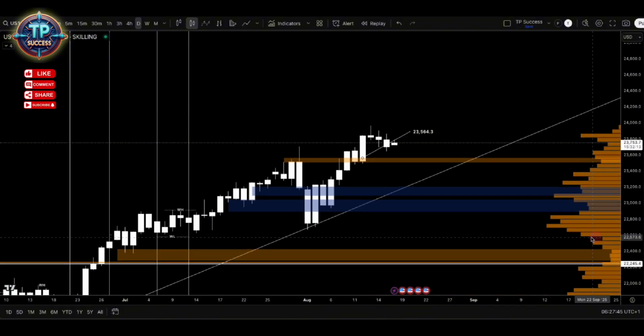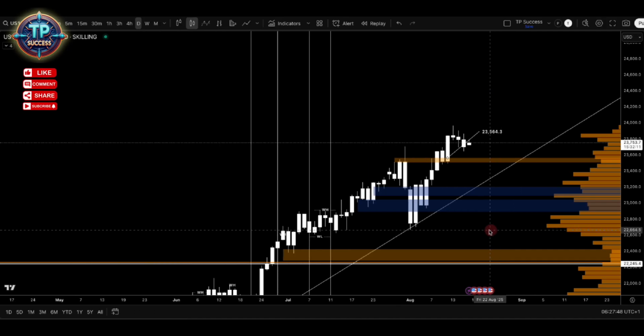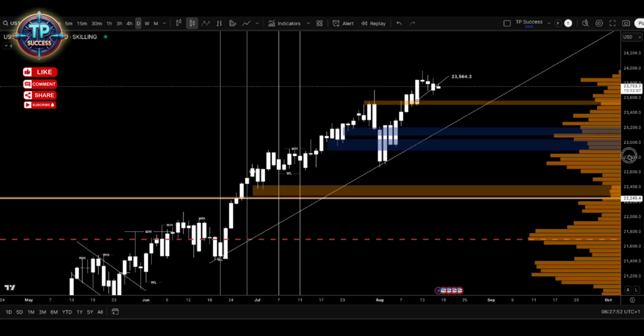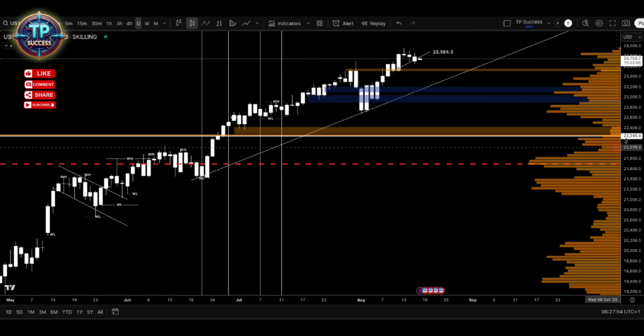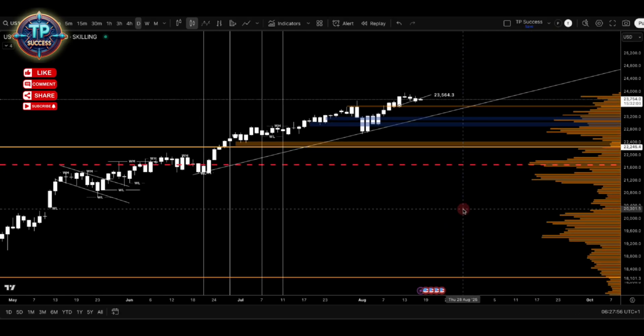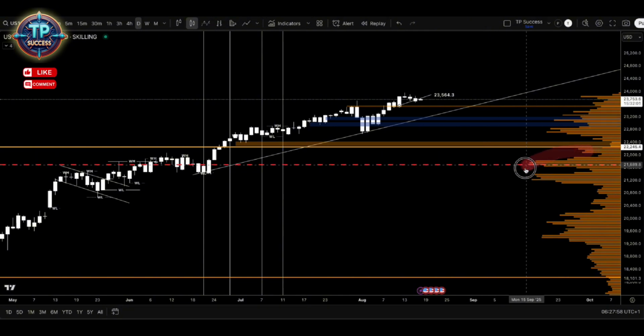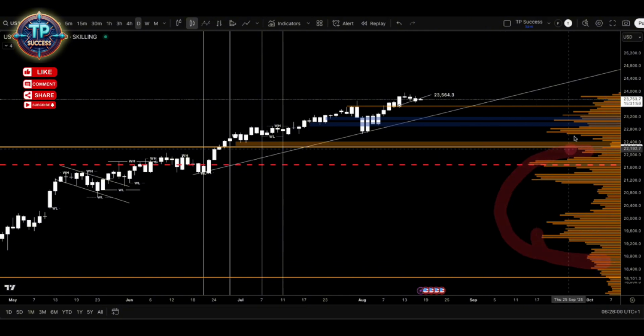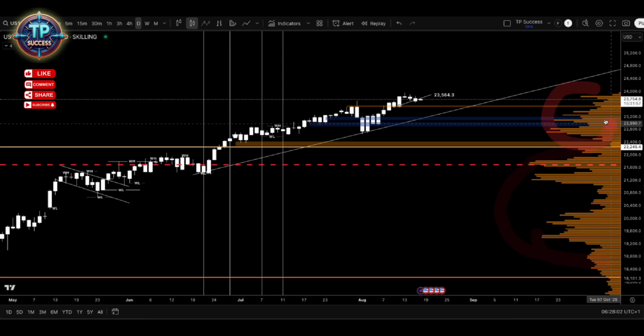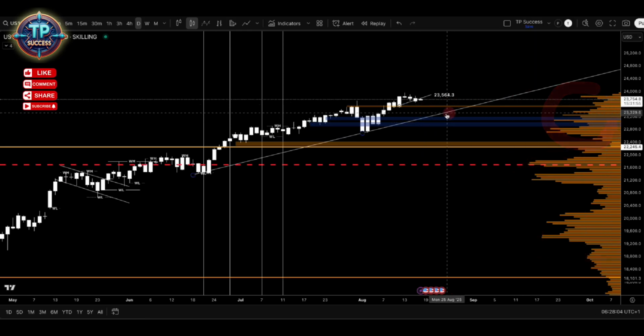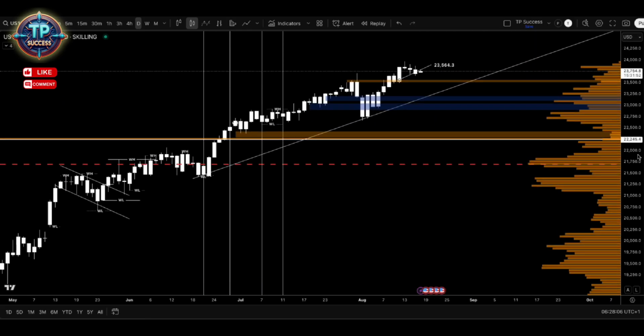But overall, price is outside of the high value area, right? So the high value area, this is it right here. This is the most important area within the volume profile, right? And price is in the low value area right now. This is where it is currently conducting business.